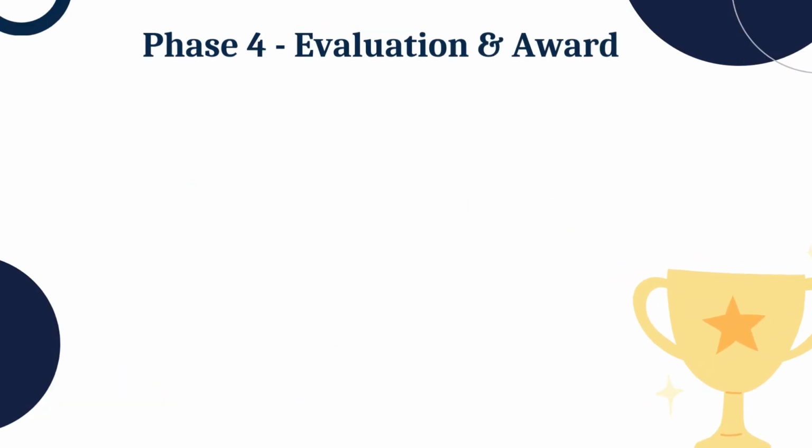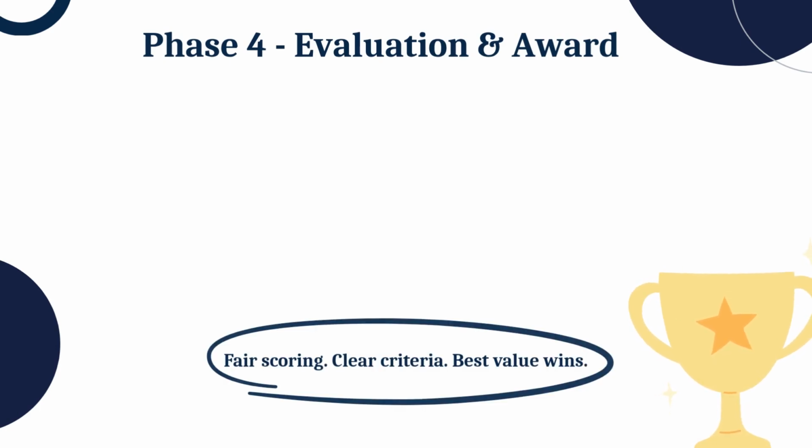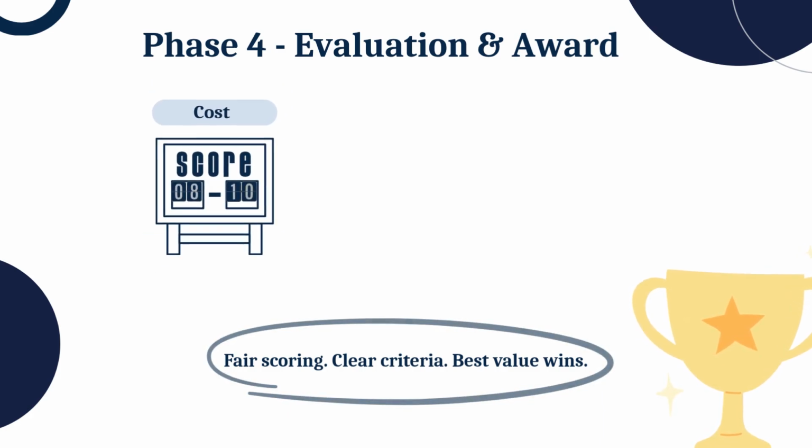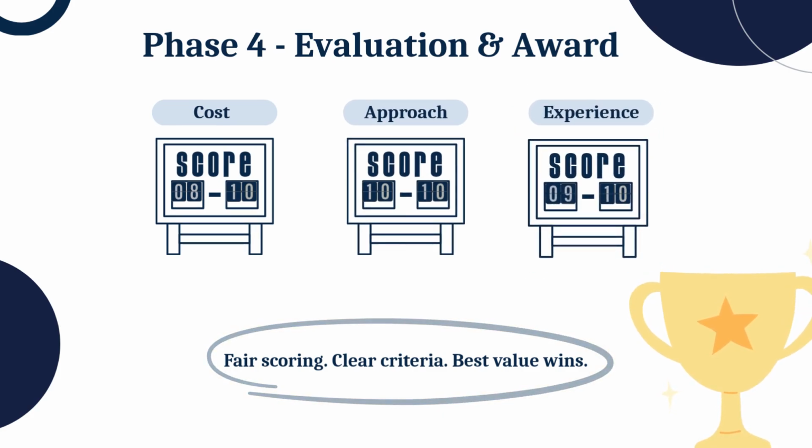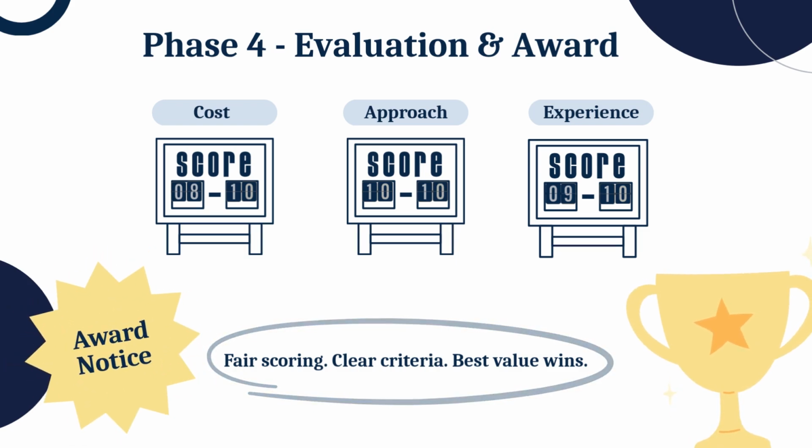After the submission deadline passes, the agency begins the evaluation process. Evaluators score each proposal or bid based on the published criteria, no more, no less. Some evaluations are straightforward, focusing solely on cost. Others are more complex, weighing technical approach, experience, and qualifications. Once the highest-ranked vendor is identified, an award is issued and a contract is signed.